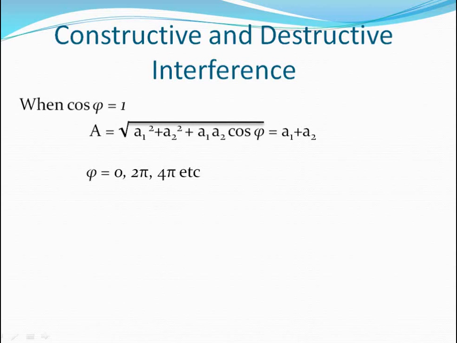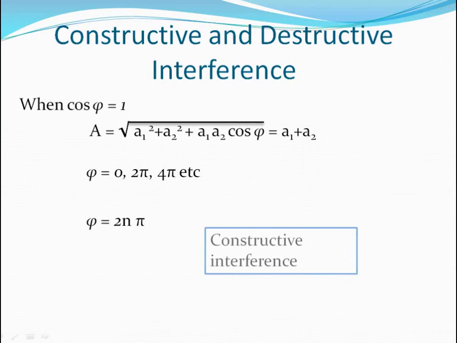So this constructive interference occurs when phi is 0, 2 pi, 4 pi, etc. Because for these values of the phase difference between the waves, the value of cos phi is 1. Thus, when the phase difference between two waves is 2n pi, then they constructively interfere. Of course, this condition holds true only when frequencies of the constituent waves and the wavelength of the waves is the same and there is just a phase difference between both the waves.